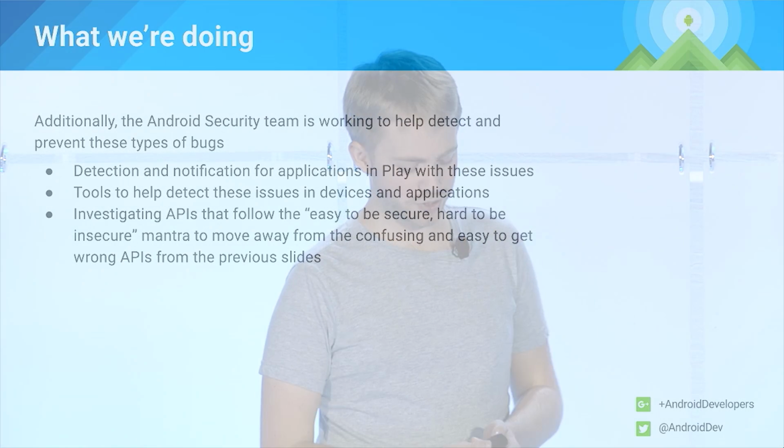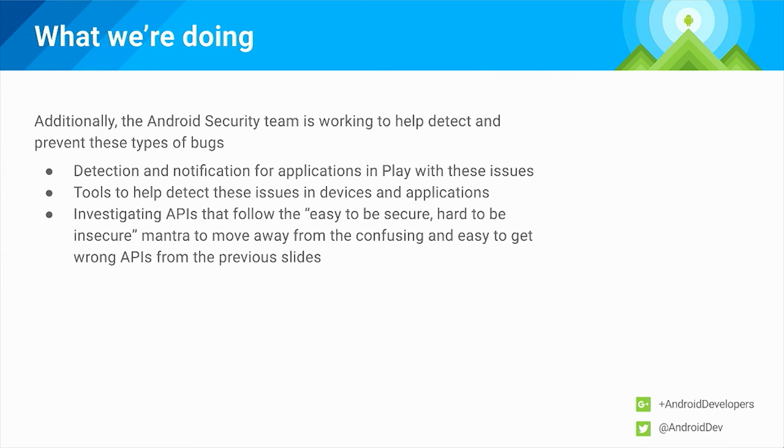So OK, so that's what you should do. So what are we doing about this? Because those bugs are kind of embarrassing, and they're sad. So there's a couple different things that we're doing on the Android side. So first of all, along with many other things, we're doing detection of vulnerable applications in Play and actually notifying developers and telling them to fix it.